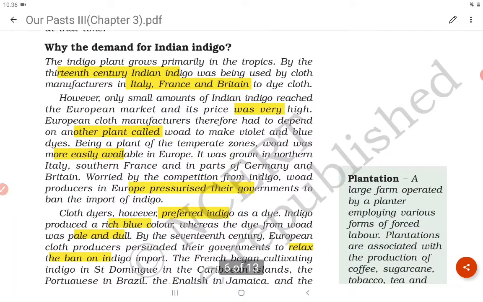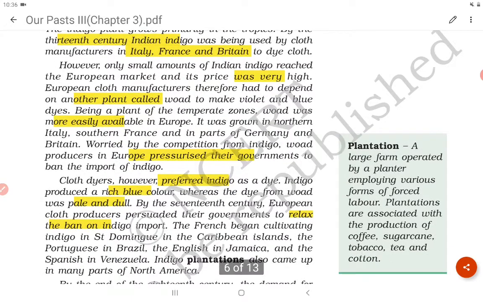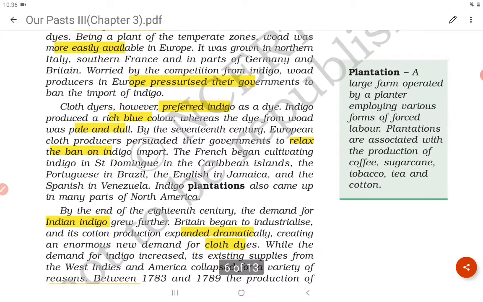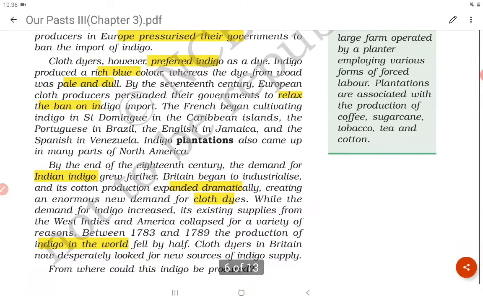So the indigo plant grows primarily in the tropics. By the 13th century, Indian indigo was being used by cloth manufacturers in Italy, France, and Britain. Cloth dyers, however, preferred indigo as a dye. Indigo produced a rich blue color, whereas the dye from woad was pale and dull.